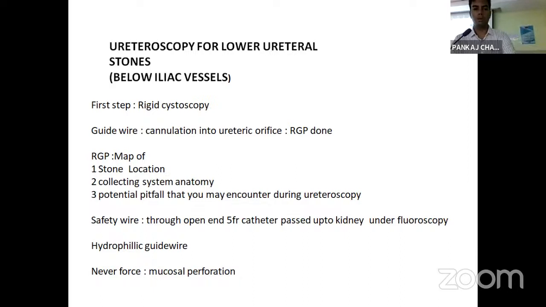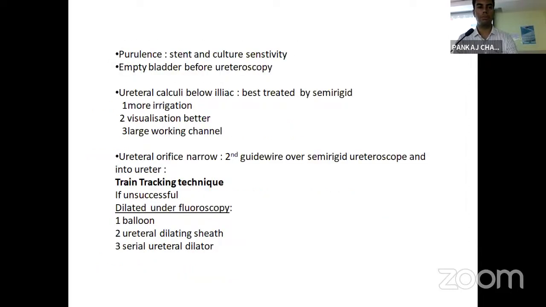Safety wires are used. An open-end 5 French catheter is passed up to the kidney under fluoroscopy. A hydrophilic guidewire is used. It should never be forced because it may lead to mucosal perforation.